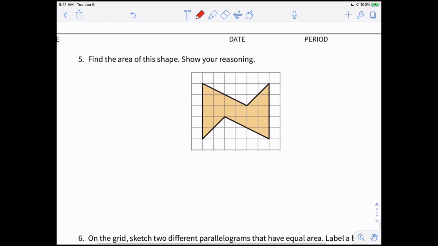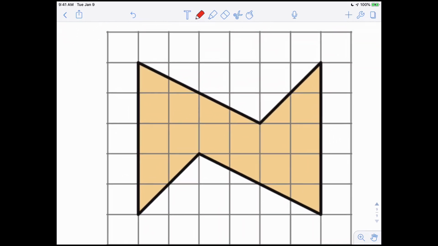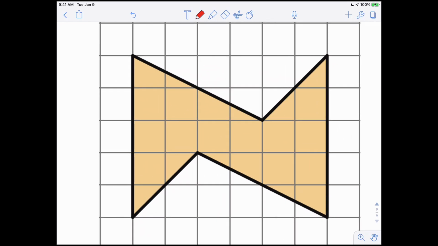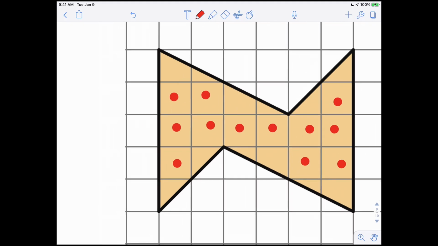All right, find the area. Oh, goodness gracious. Find the area of this shape. Now, remember, finding the area, we don't have to use fancy formulas. Finding the area of this shape can be as simple as just, let's count all the squares. 1, 2, 3, 4, 5, 6, 7, 8, 9, 10, 11, 12.